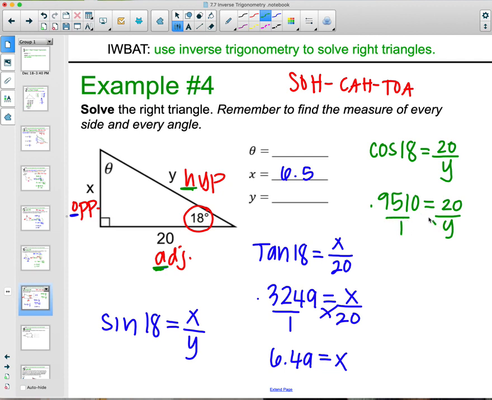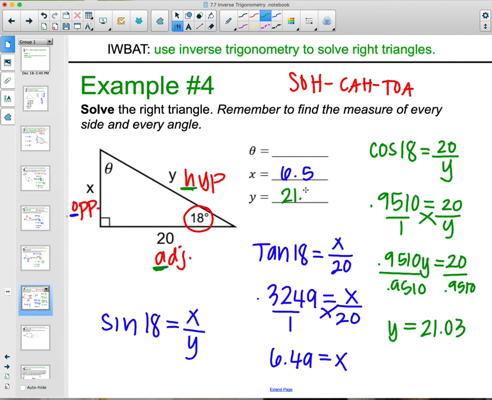Make this into a fraction so you can cross multiply. So you'll get 0.9510y equals 1 times 20, which is 20. Then you can divide by 0.9510 to both sides. And you'll get y equals 21.03. So to the nearest tenth would be 21.0.